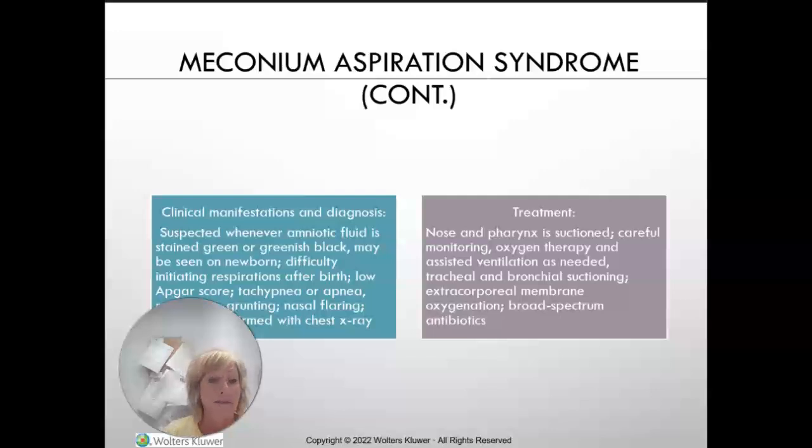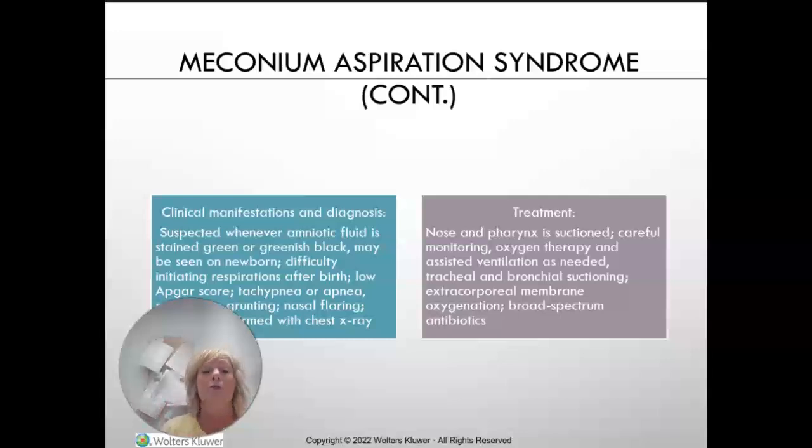So what are you going to see? If that amniotic fluid is kind of green or greenish stained, I'd be thinking about that. Maybe the baby's having difficulty getting their breaths after they've been born. Their APGAR scores were really low. They got tachypnea or apnea. They're not breathing at all. They got retractions, grunting, nasal flaring, cyanosis, all of those kinds of things. Well, how are we going to know that they have meconium aspiration syndrome? Well, the way that we're going to know is we're going to do a chest x-ray, and it's going to show all that haze inside that lung tissue.